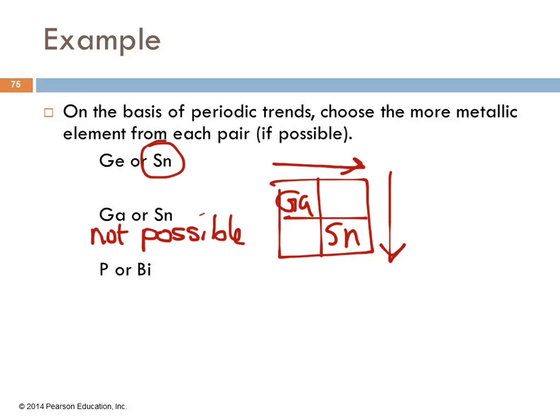How about phosphorus and bismuth, which is more metallic? Bismuth, because it's at the bottom of the group. Questions?